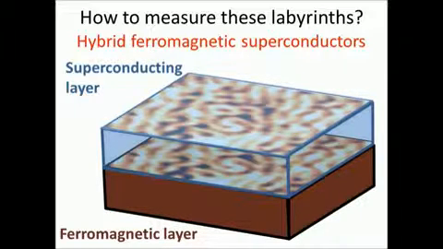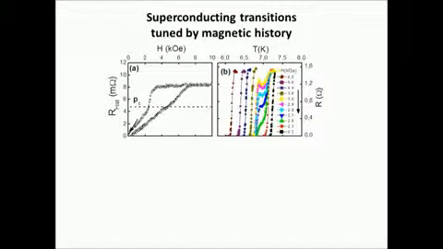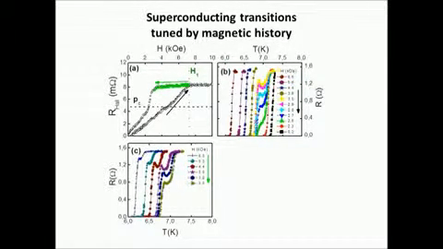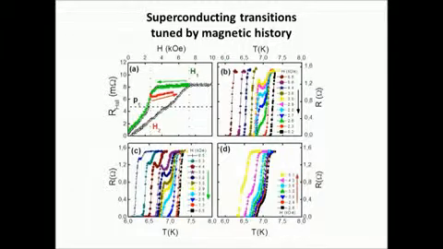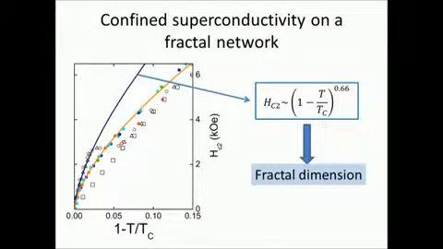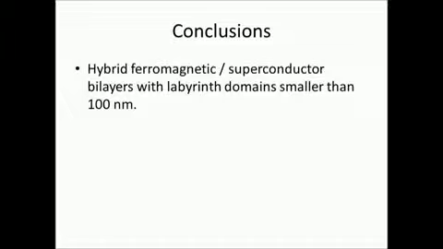This results in a network of superconductivity channels that percolate across the sample, with the same geometry as the underlying labyrinth magnetic domains. This has allowed us to study the change in the superconductivity phase boundary as the geometry of the percolation network is modified through magnetic history. In the fully percolated state, the upper critical field shows the characteristic temperature dependence of confined superconductivity on a fractal network. In summary, the disordered labyrinth domain structure of perpendicular magnetic anisotropy layers has been used to imprint a fractal geometry in the superconducting state of bilayers.